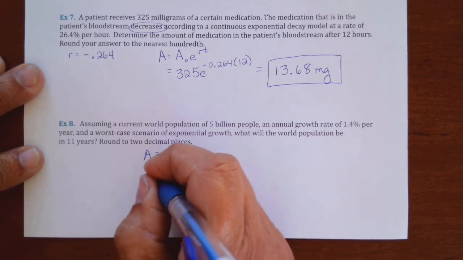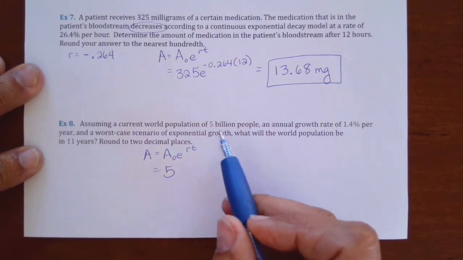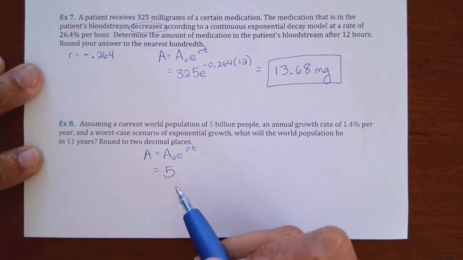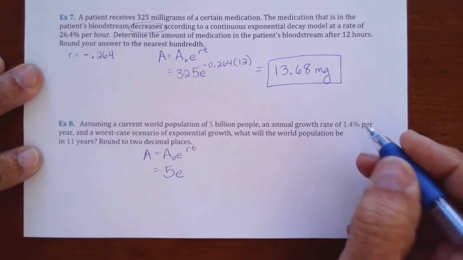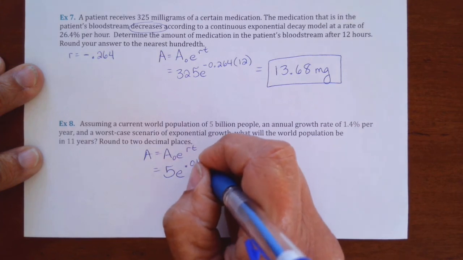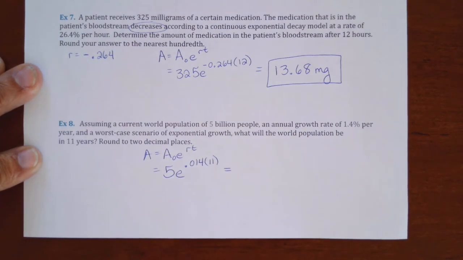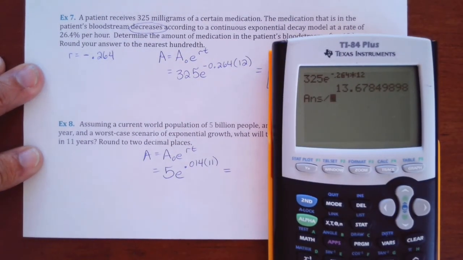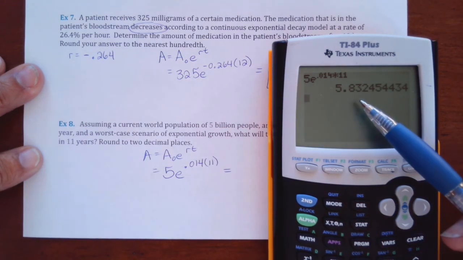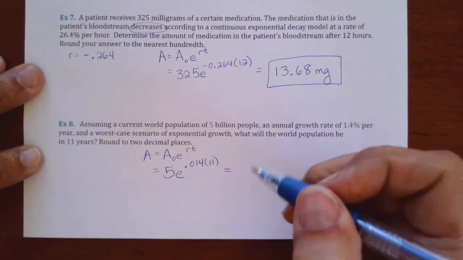Assuming that we're going to start with 5 billion, we can just use 5, and we know that's 5 billion. Then we have the growth rate, so it's positive, 0.014. And then the time: how many people will be here in 11 years? So we're going to do 5e raised to the 0.014 times 11. We're going to go 2 decimal places, so 5.83 billion. Remember, these are in billions.